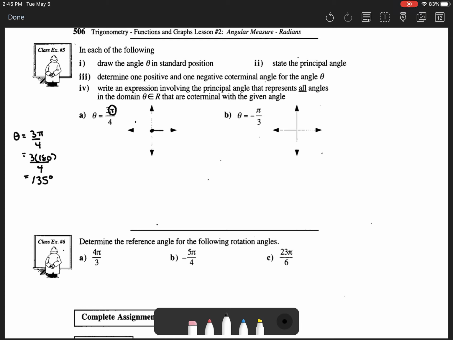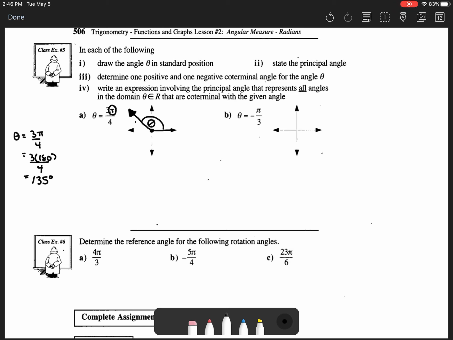So when I go and draw 135 degrees, there's my vertex, there's my initial arm. 135 degrees is going to be right over here. So there is my rotation angle of 3 pi over 4 radians. From here to here, there is theta. So 3 pi over 4 radians is 135 degrees. Because I know pi radians is equivalent to 180 degrees, I can quickly find where that angle is, and I calm down a bit because now I know what I'm dealing with. So I drew the angle in standard position.